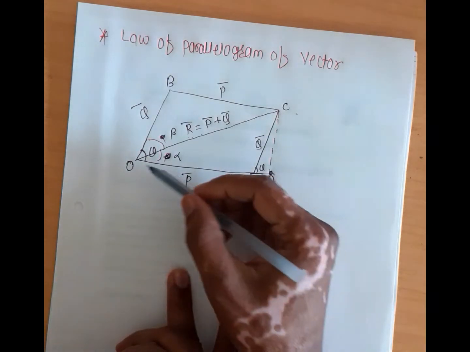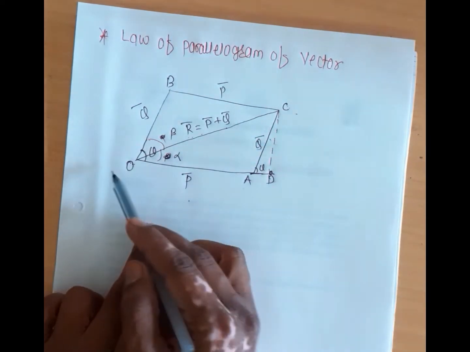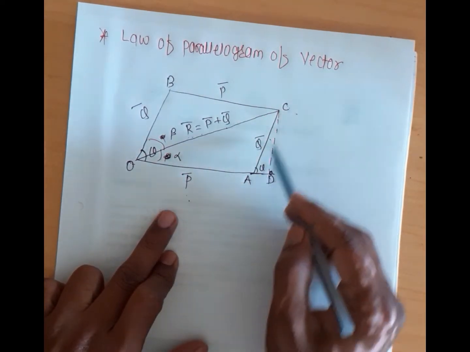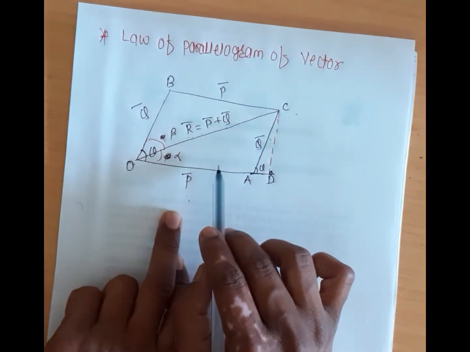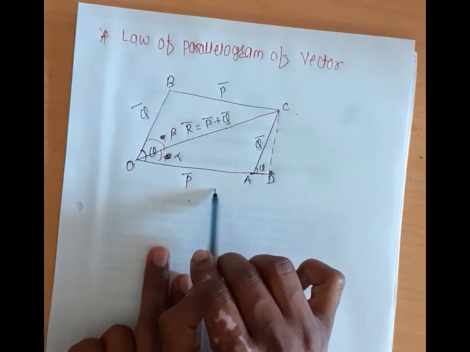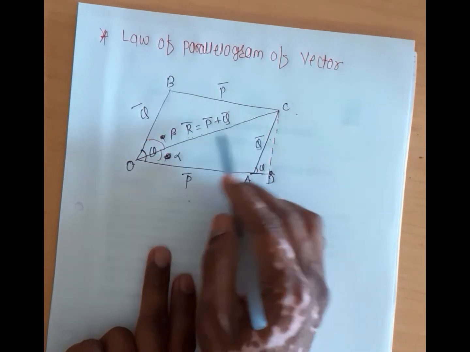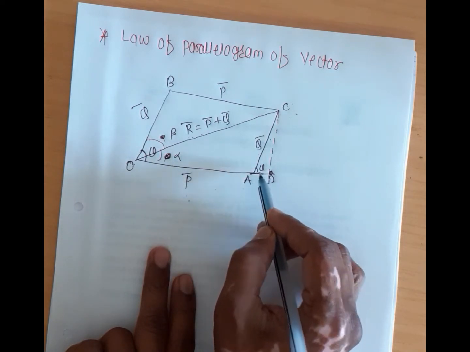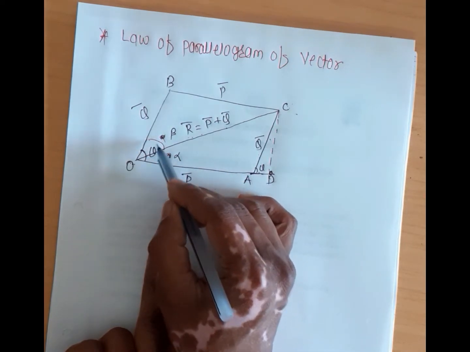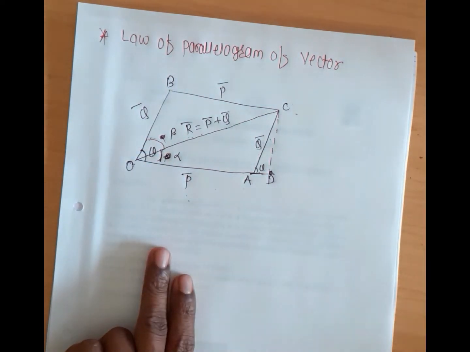It means this OC is the diagonal of the parallelogram, and OA is represented as P bar, AC is represented as Q bar, same OB is Q bar and BC is P bar. According to the resultant vector or addition of two vectors, P bar plus Q bar is represented as R bar. Here is the angle theta. This is small angle alpha, this is small angle beta, and the total angle is also theta. Now we discuss the law of parallelograms for what?